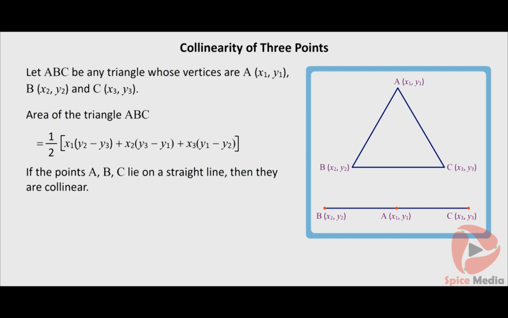If the points A, B, C lie on a straight line, then they are collinear, which implies the area is equal to 0. Delta is equal to half into x1 into (y2 minus y3) plus x2 into (y3 minus y1) plus x3 into (y1 minus y2) is equal to 0.